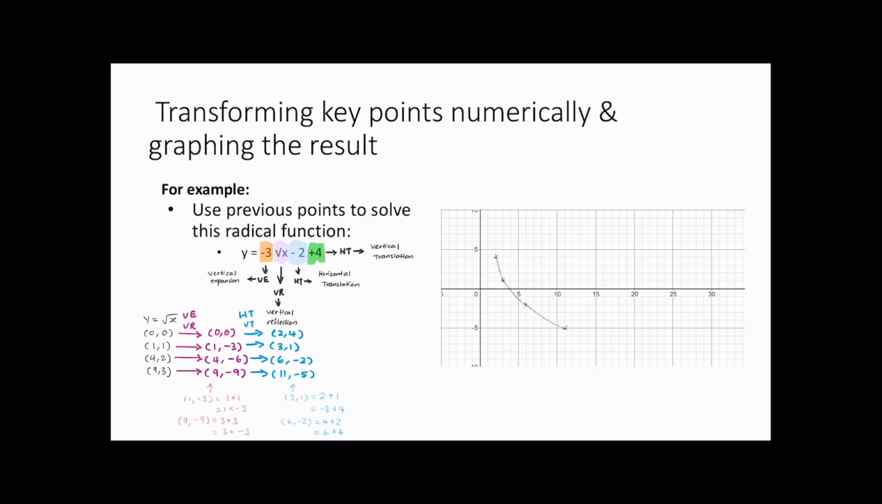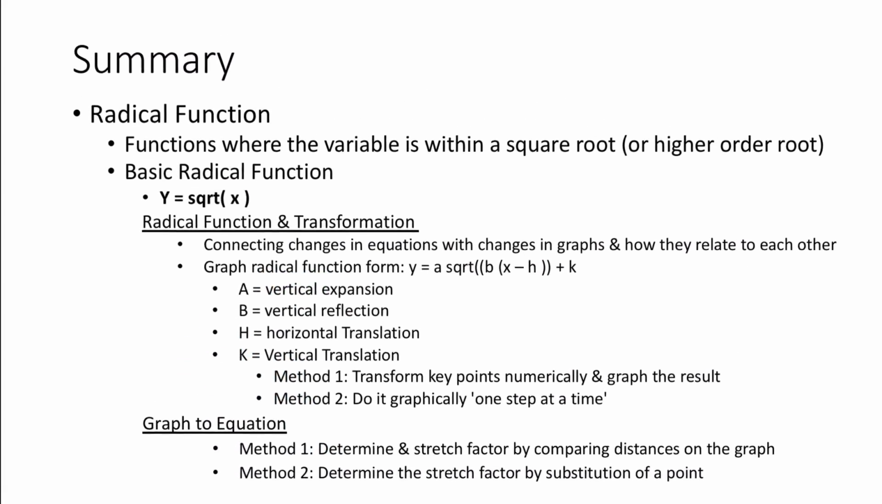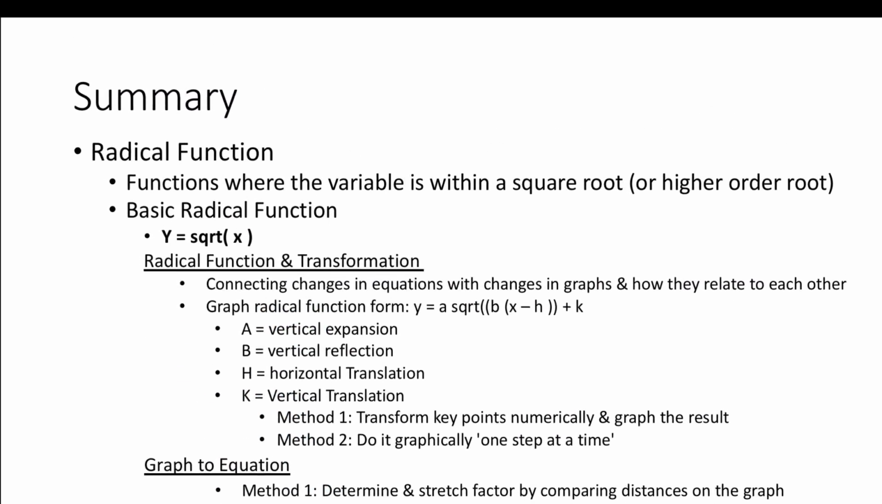To calculate VE and VR, the red one, take y from y equals square root x times itself, which is 1, 2, 3, 4, to solve the x coordinates. Then y times negative 3 to find the y coordinate. To solve HT and VT, the blue one, take negative 2 plus the x from VE and VR, and 4 plus VE and VR's y. And last but not least, the summary of the entire square root function.